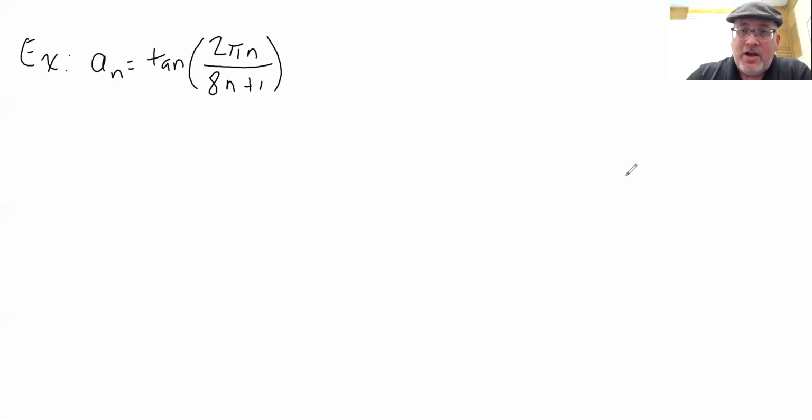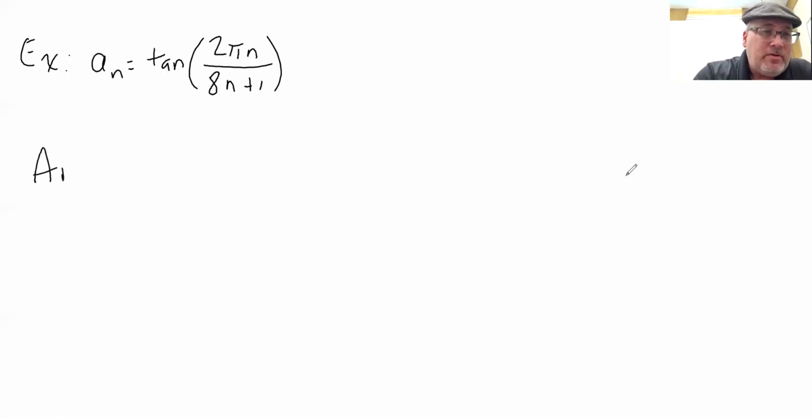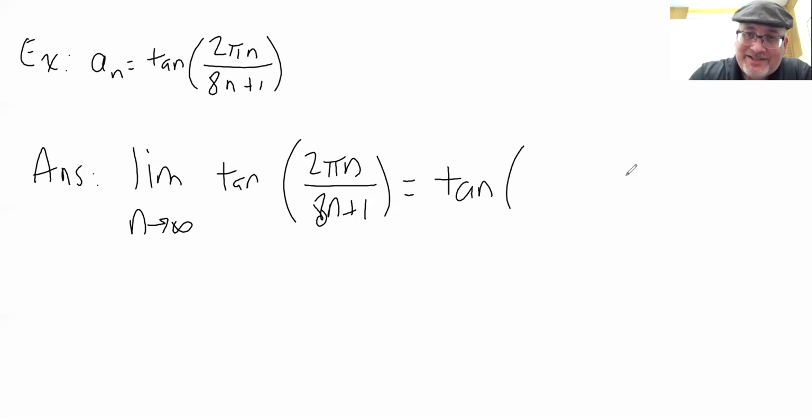theorem. Specifically, when this one says f is continuous everywhere on the sequence, then it means, all right, so what is this limit? Well, if we take the limit as n approaches infinity of tangent of 2 pi n over 8n plus 1, because tangent is continuous everywhere it needs to be, namely everywhere that this sequence is defined, then we can move the limit inside. That's essentially what it means for a function to be continuous. If you have a limit in front, you can move the limit inside.